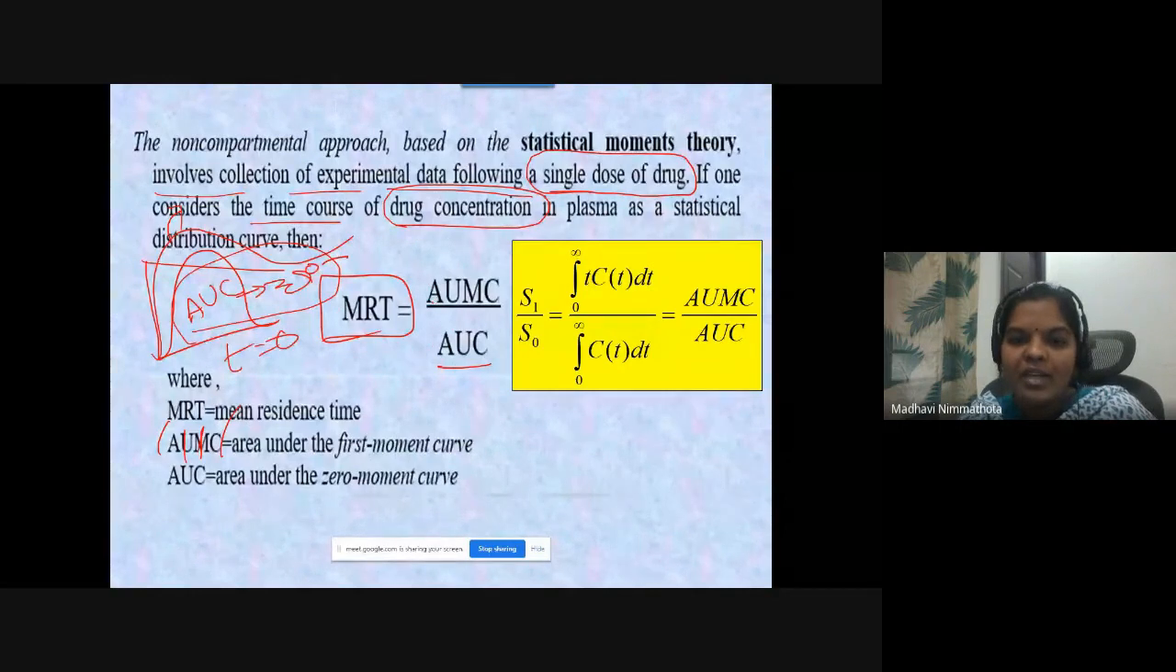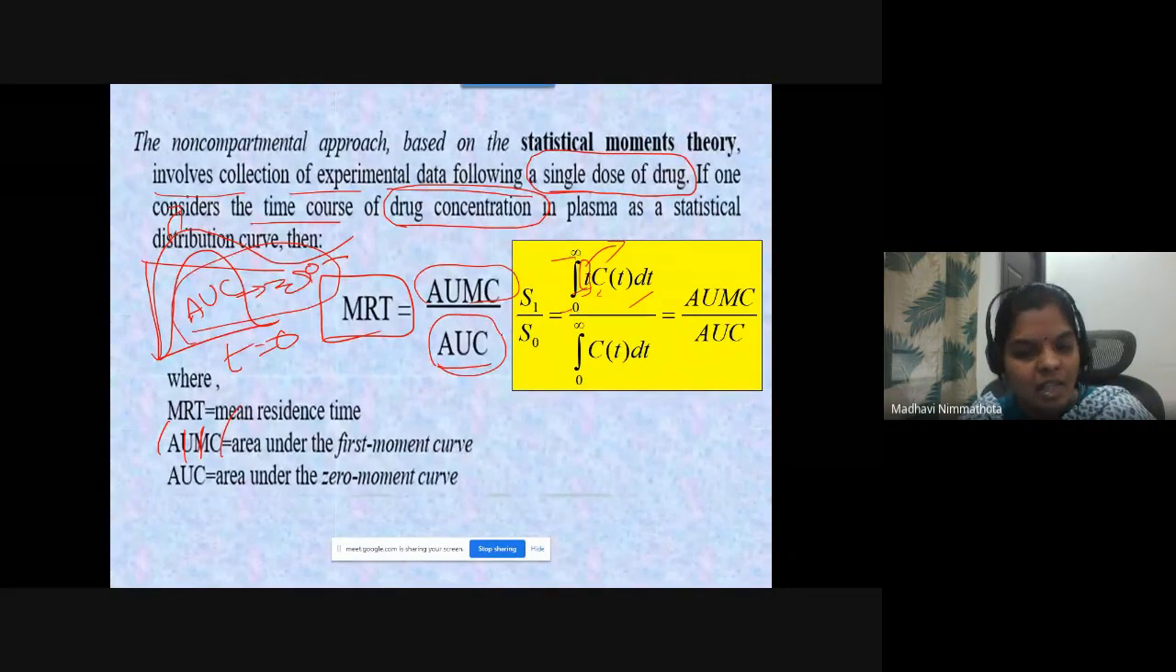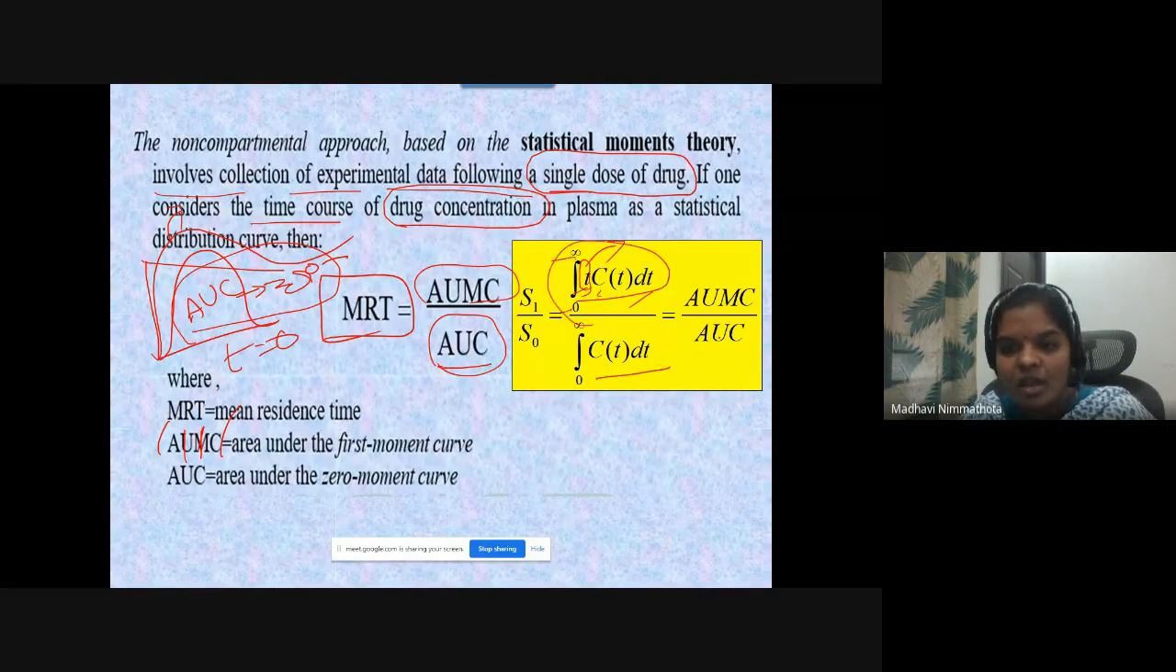So where will you get this AUMC and AUC? When you take the time from 0 to infinity, you have an equation, t into Ct into dt. And this curve is traveling along with the time. In AUC, this is a zero moment curve, that's why there is no time. Directly it is C dt. Here this t is not there. So this is the AUMC and this is the AUC.